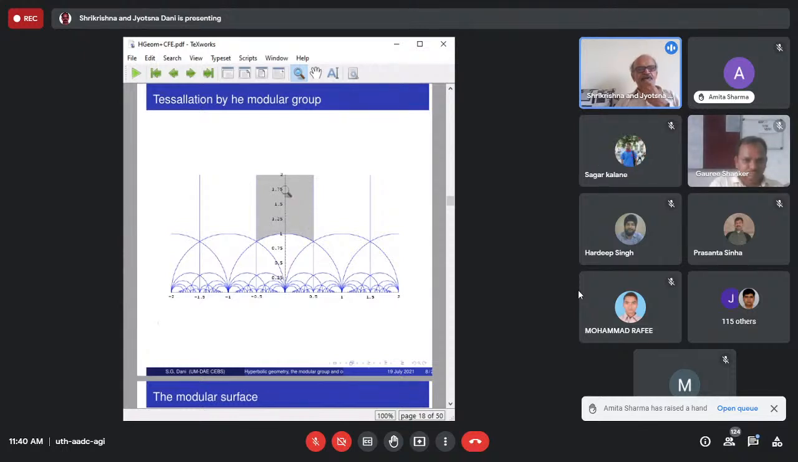There's some scale which you can ignore. It doesn't matter. This is the unit circle. These are lines, real part equal to half and minus half. So the region is between these two parallel lines, real part equal to minus half and real part equal to plus half, but outside the unit disk.